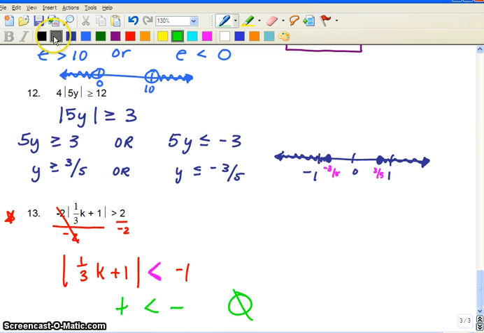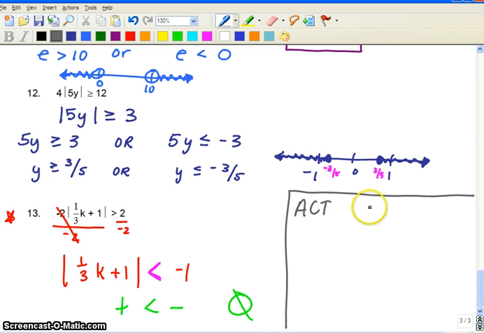Now, as a side note, let me give you some information for your ACT. We're graphing these with closed circles and open circles. These are when we have the equal to signs, and these open circles are when we don't have the equal to signs. Well, sometimes they do it with parentheses and brackets. I have that backwards. One second here. Brackets for closed, parentheses for open.